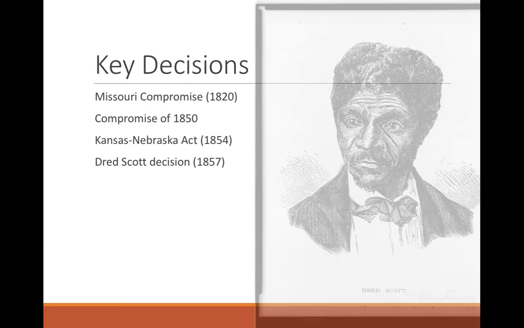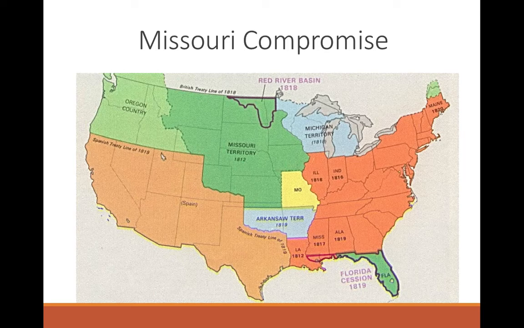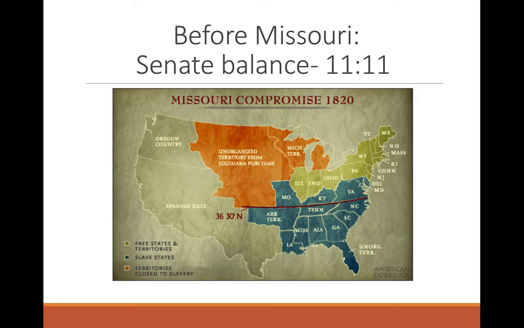The Missouri Compromise. Let's go on to this one. Before Missouri, the Senate balance is 11 free states and 11 slave states. And you can see them there from Illinois over to New Hampshire and then from Maryland and Delaware down to Louisiana. Missouri has enough people to be added as a state, and they would like to be added as a slave state, but that's going to upset the Senate balance.